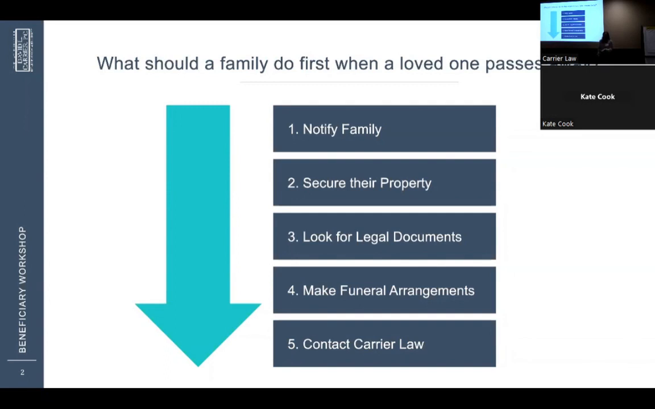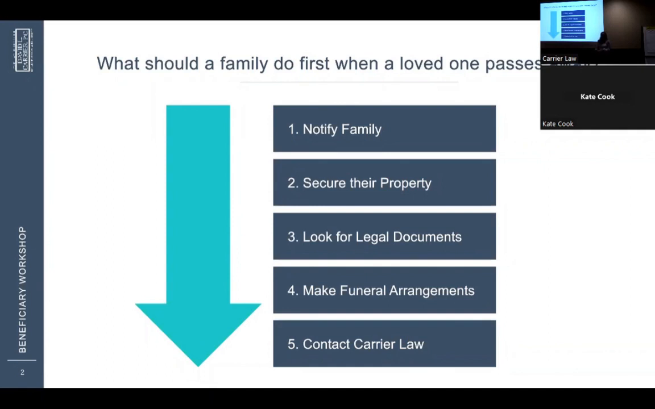That typically would include different accounts such as bank accounts. That could include investment accounts, IRAs. It can include tangible property like vehicles and that sort of thing. So you want to start getting a grip on those things. If you are not a named trustee or executor in your loved one's estate planning, you may want to just allow whomever is named as that person act and step into that role and just let them know that you're there to help. The next step would be looking for any legal documents that your loved one might have.